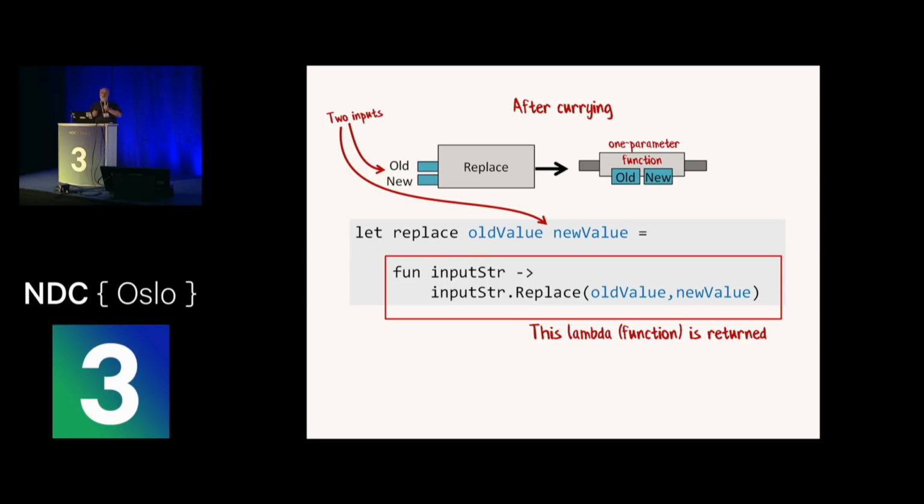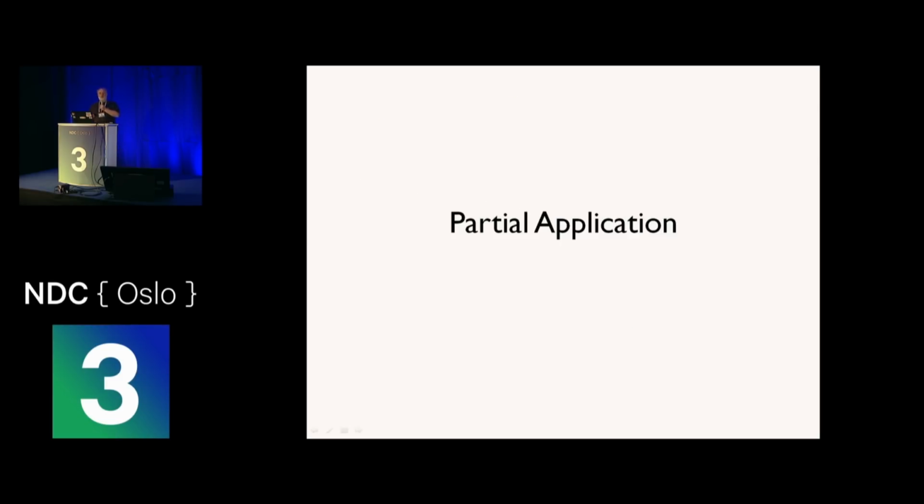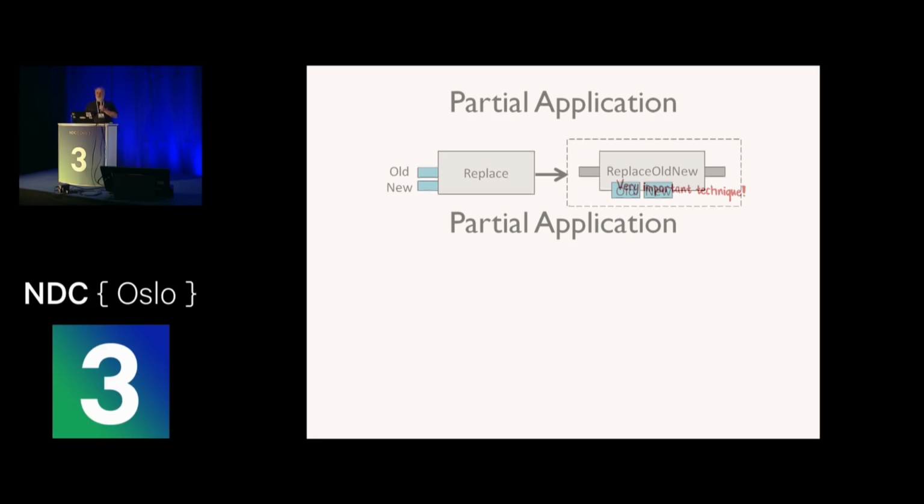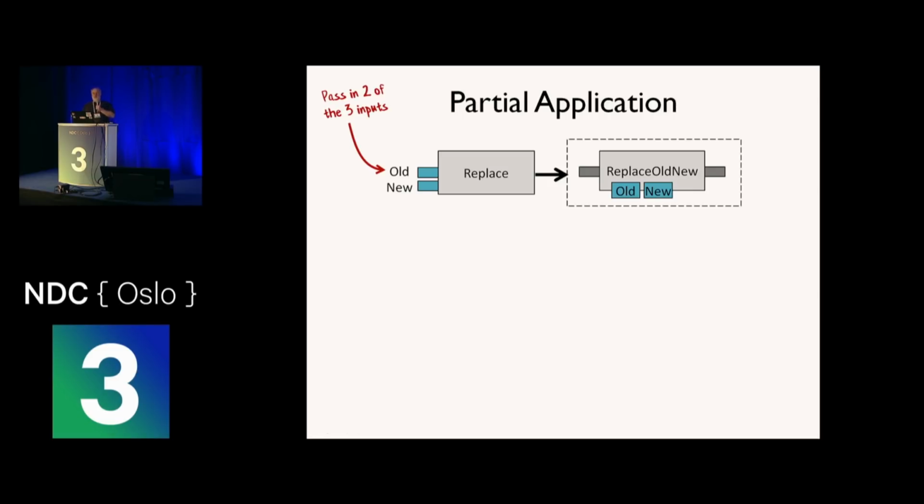So by doing this, we can get a one-parameter function which we can then compose together. Okay? So once you have these curried functions, you can sort of do the opposite and do something called partial application. Very important technique in functional programming. It's not the same thing as currying at all, it's sort of the opposite. So we have this two-parameter function, and what we're going to do is pass in those two parameters, but not the last parameter. All right?